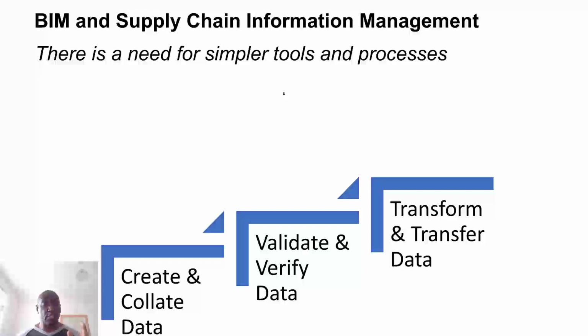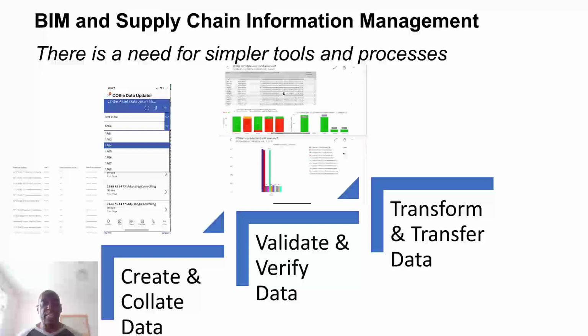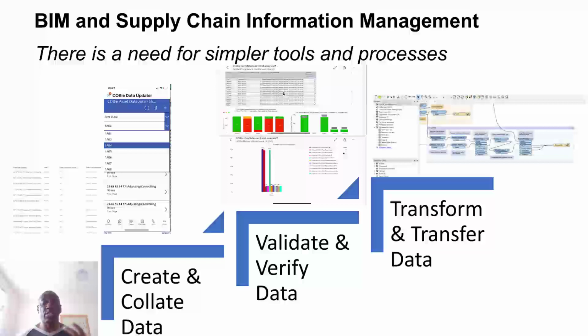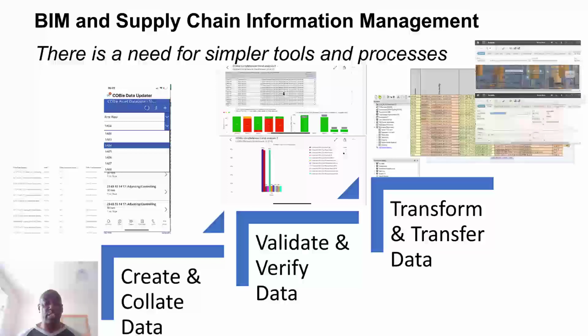Remember, it's the ability to create and collate data. We need simpler tools for that. We can look at simpler tools for validating and verifying that data, and also look at simpler tools to be able to transform and transfer that data so that we can actually get asset data through that. Now, we've only looked at asset information, but there are many other areas that we can look at.